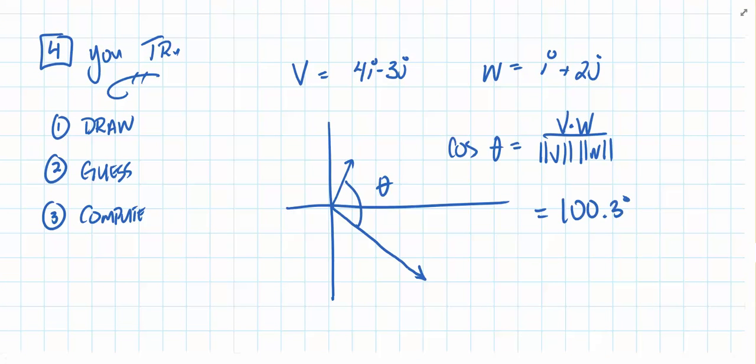Wait, then what am I supposed to do? You got 100.3 degrees on that one. That is what you should have gotten. 100.3?